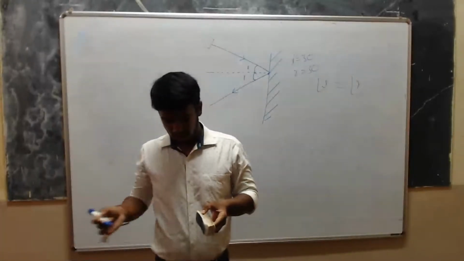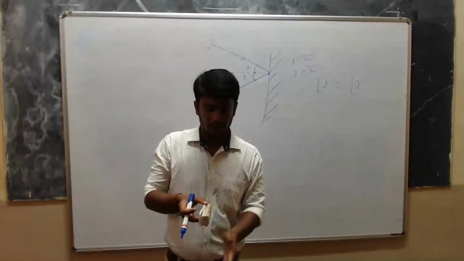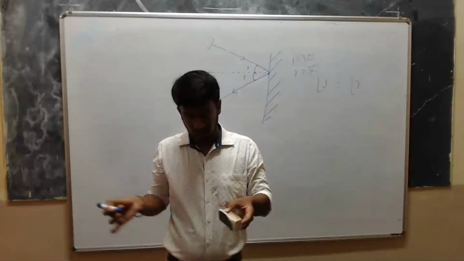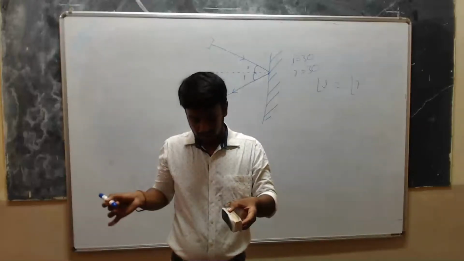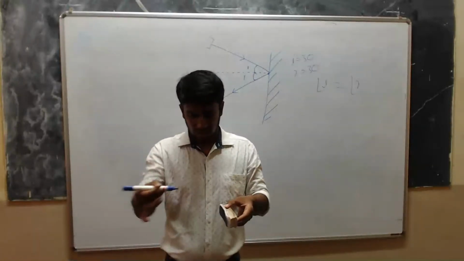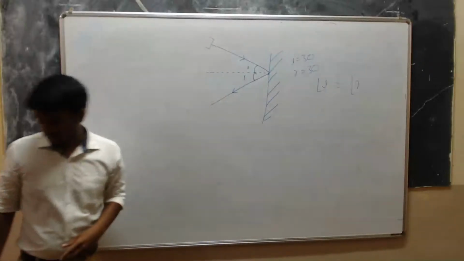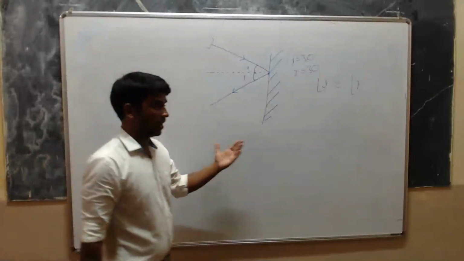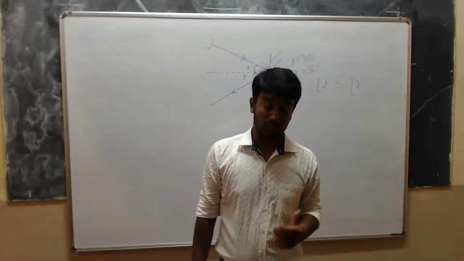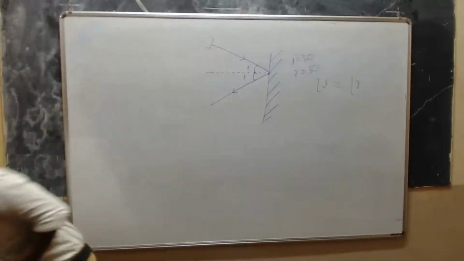For example, if you pass a ray like this, the reflected ray won't go to this side or that side. If you pass the incident ray here, then you will get the reflected ray here only. All the rays lie here only, right? So we can say that the incident ray, normal, and reflected ray all lie on the same plane. This is the statement of the second law of reflection of light.